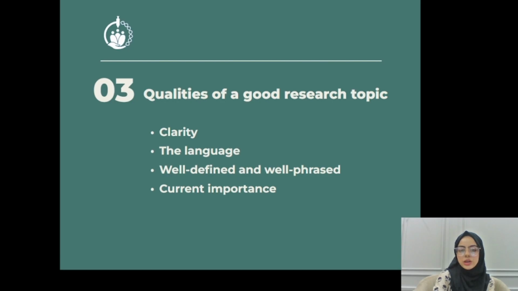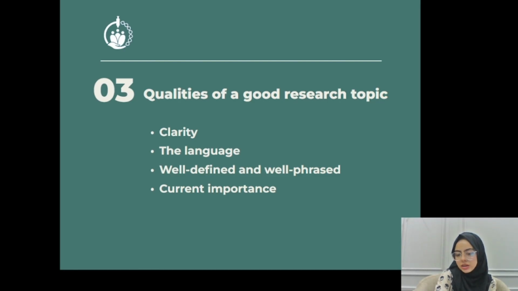Now that we understand the importance of a good research topic, let's explore certain key qualities that make a topic worthy of consideration for a systematic review, right? So when we consider these qualities, such as clarity, language, making sure that the topic is well defined and well phrased, and the topic has certain current importance, we make sure that the topic that we're selecting holds promise for a systematic review.